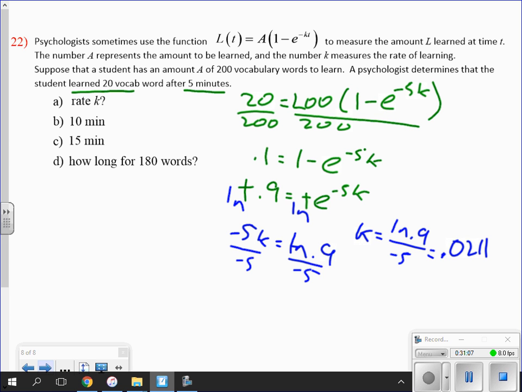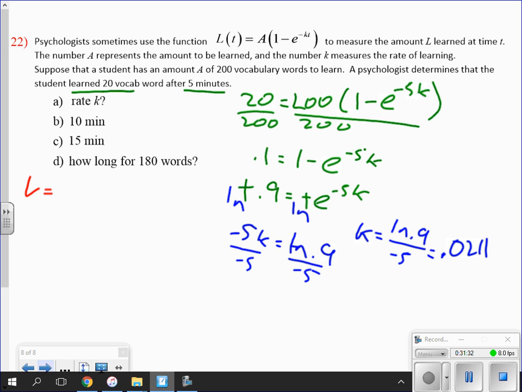0.0211. That's your K. That's the learning rate. Okay. Questions so far? The next couple of parts are actually pretty easy. We know the learning rate. You just take that rate, put that in, and you plug in 10, and you plug in 15 for T.